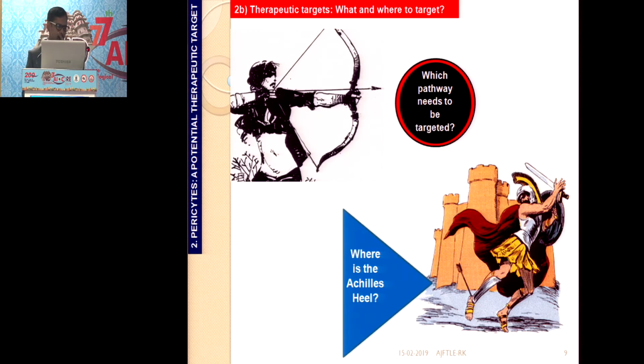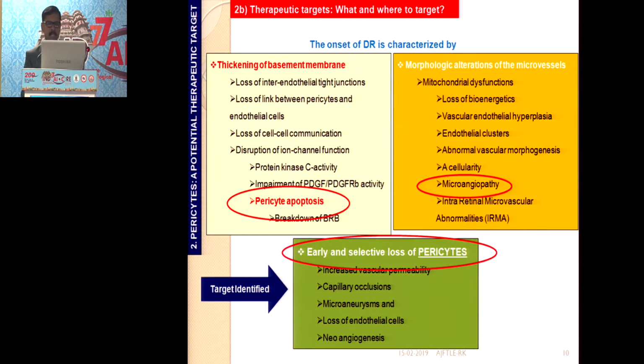As multiple pathways and more than 1,000 different molecules are involved, which pathway or which molecule should be targeted for designing a therapeutics? That is a 100-dollar question. Considering all these things, the onset of DR is mainly characterized by early and selective loss of pericytes. This is a hallmark of diabetic retinopathy. So can we take this as a target?